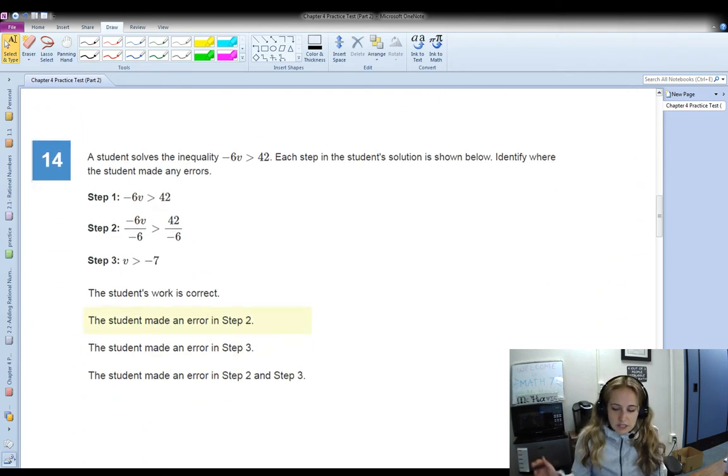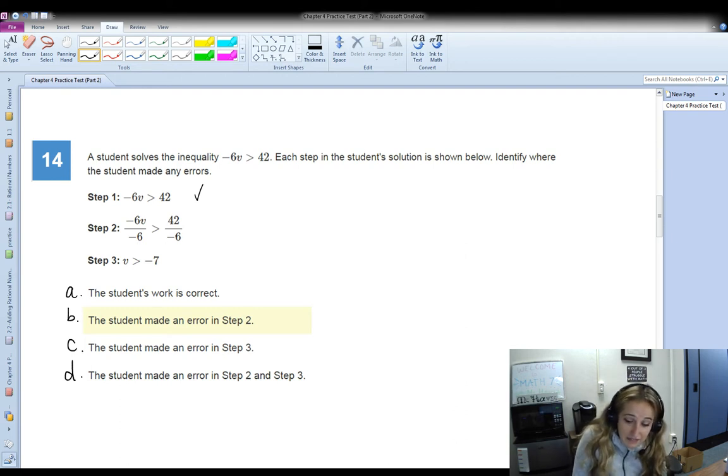Okay, let's go to 14. A student solves the inequality -6v is greater than 42. Each step in the student's solution is shown below. Identify where the student made any errors. This is going to be A, this is going to be B, C, and D. Pick your answer. Okay, so if I'm looking at the steps, -6v is greater than 42. That step is fine. Step 1's fine. Okay, so then I see they divide by -6.